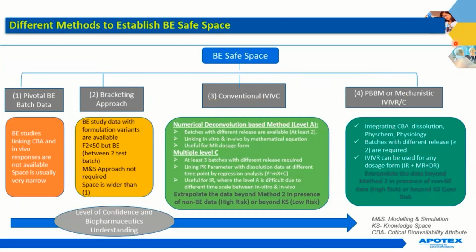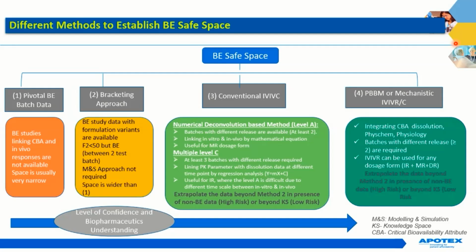The third approach is a conventional IVIVC, and in this approach we need the data of at least two test formulations where the critical bioavailability attributes, with the help of the dissolution data, could be linked to the in vitro release profile by mathematical equations. In the case of immediate release products, it is usually very difficult to establish a level A IVIVC because of the significant difference in the time scale between in vitro and in vivo, and in that case a level C could be a useful alternative.